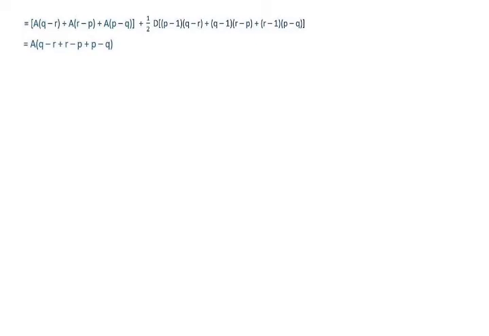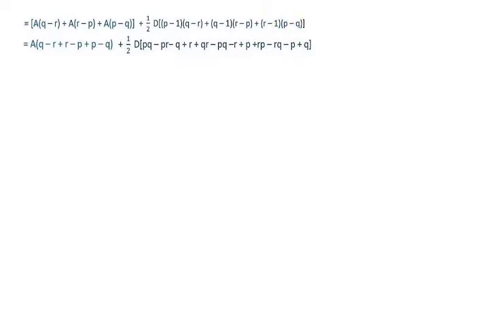Here a is common in these three, so take a common: (q minus r) plus (r minus p) plus (p minus q), plus 1 by 2 d into, removing the bracket, p into q is pq, p into r is minus pr, minus 1 into q is minus q, minus into minus plus r, then q into r is qr, q into p is minus pq, minus 1 into r is minus r, minus into minus plus p, then r into p is rp, r into q is minus rq, minus 1 into p is minus p, minus into minus plus q.